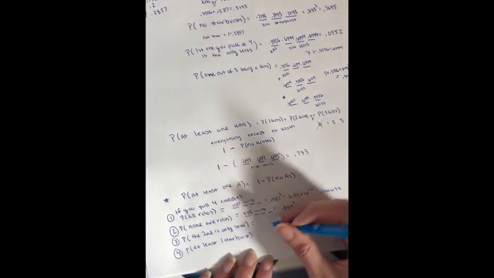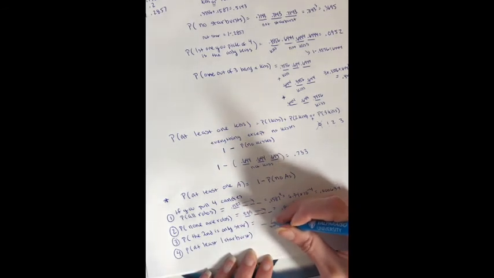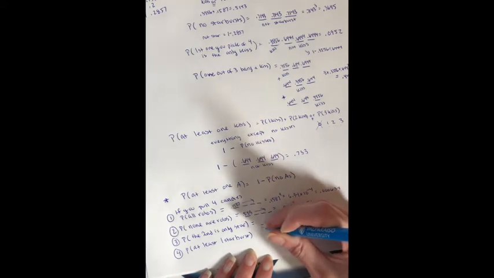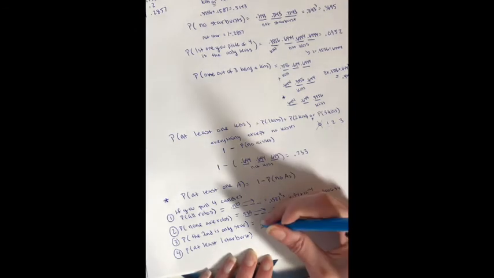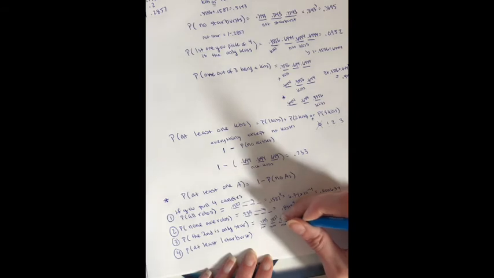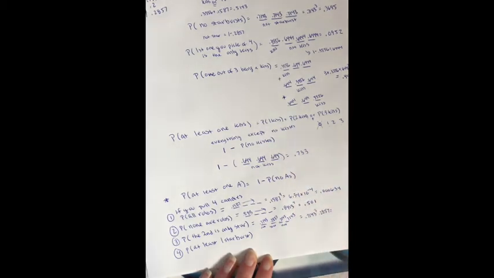Okay, the second one is the only starburst, meaning this one is a starburst, and all of these are not starbursts, which is 0.7143. So it's 0.7143 to the 3rd times 0.2857. That's 0.1041.